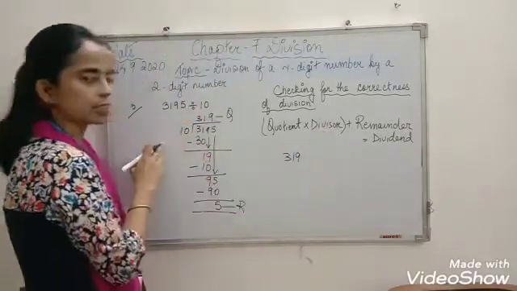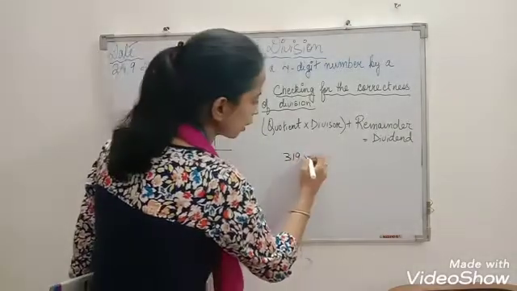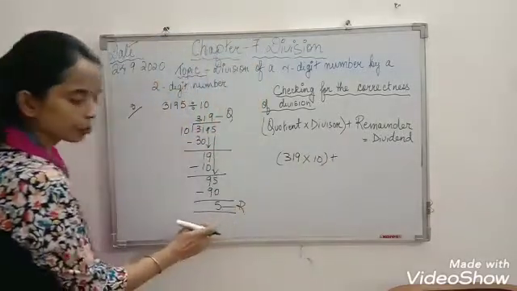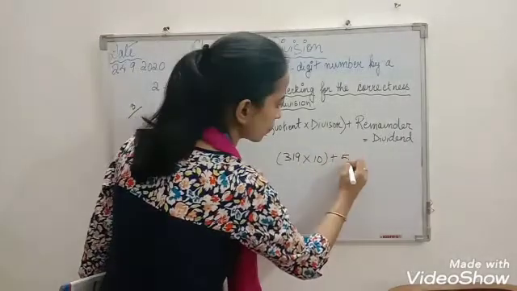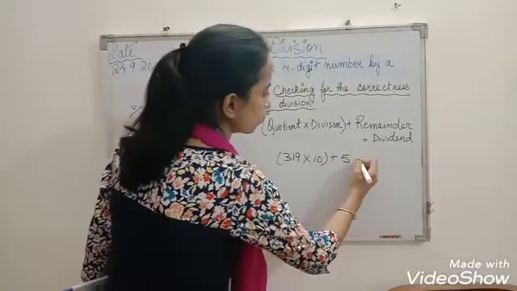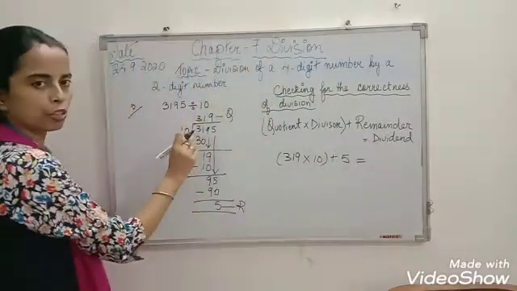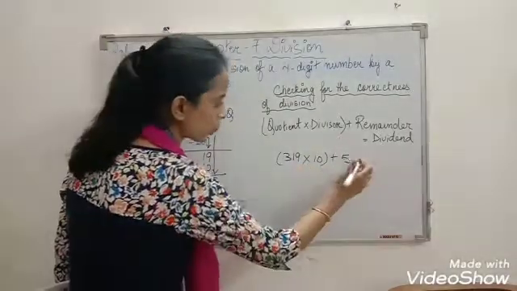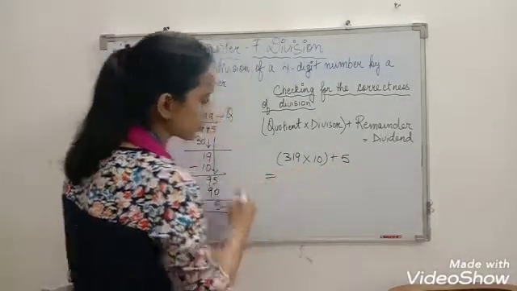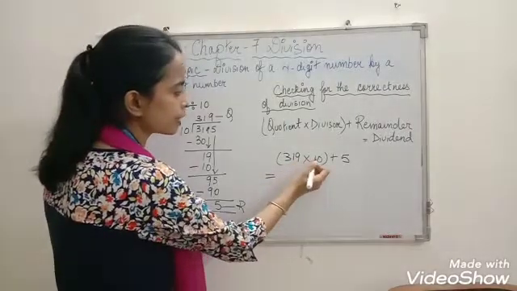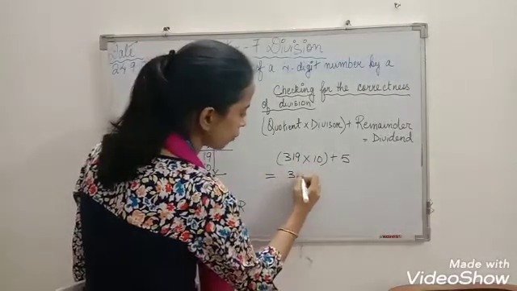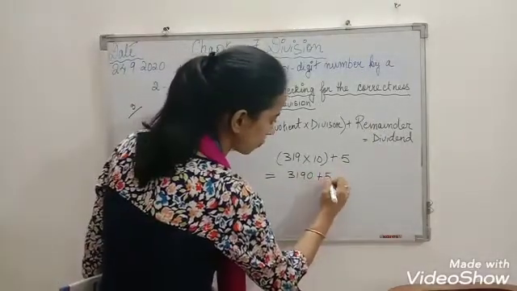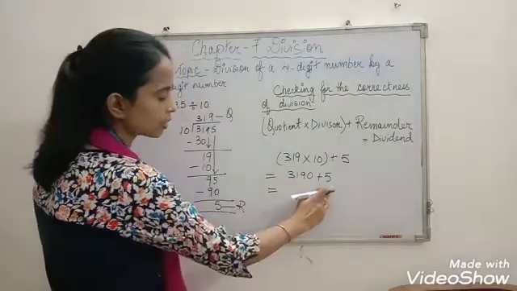Into divisor. Which one is the divisor? 10. Into 10. Okay. Plus. How much did we get as remainder? 5. Equals dividend. Dividend means we should get 3195, or not. We will see. So I'll give an equal sign here. 319 into 10 comes to 3190. Plus remainder, plus 5.